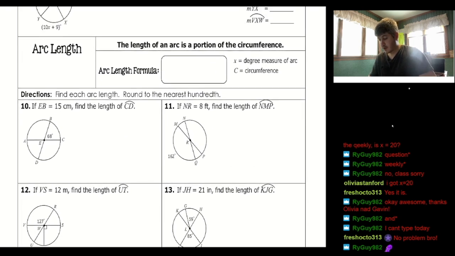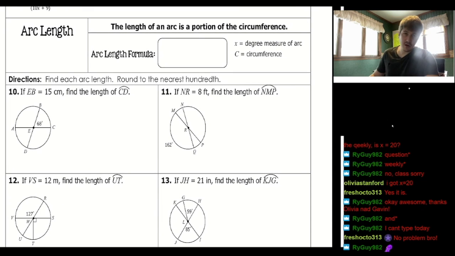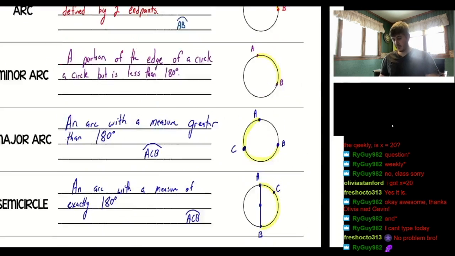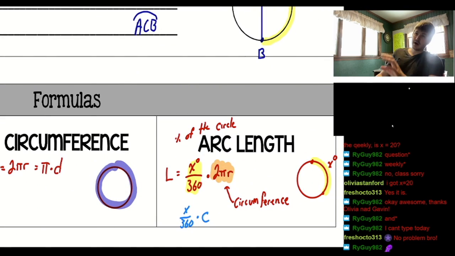So I'm going to jump right into arc length. And we have the arc length formula already. It is in the definitions we did, which I can pull up quickly right here. It is over here. So I am going to be writing down the same exact formula. X over 360 times 2 pi r.